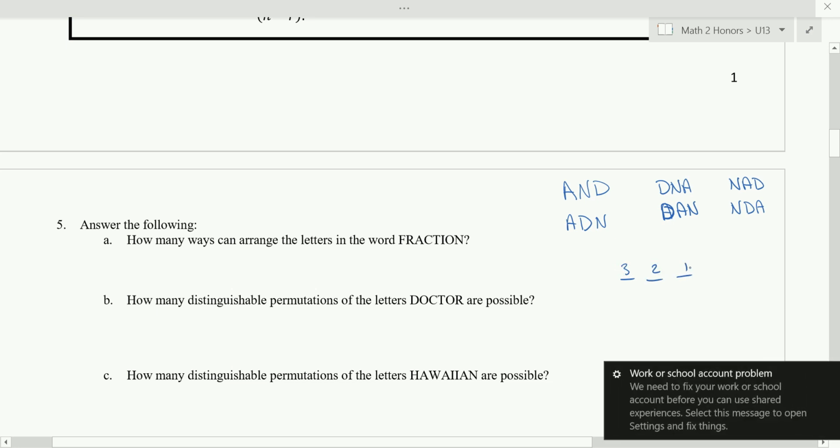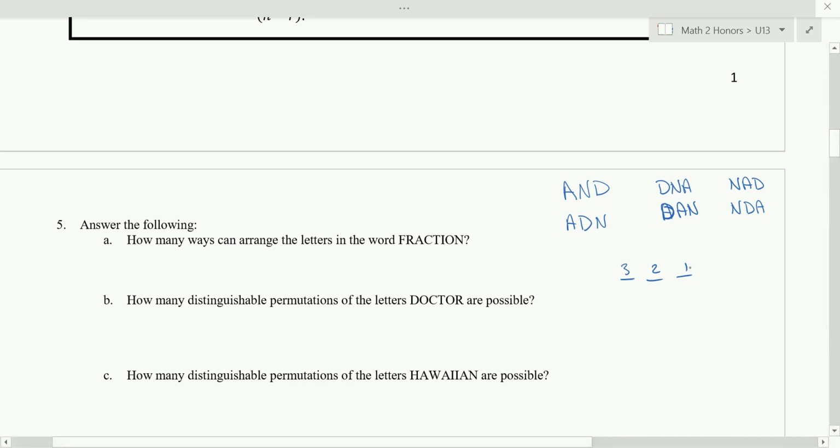So same thing with A, N, D. If I'm going to create a 3-letter word with A, N, D, I have 3 choices and then 2 choices. So although it seems like a different problem, it really is the same kind of logic. So with the word fraction, how many letters are there? 8 letters. So how many different 8-letter words can we make with those letters? There's 8 letters to choose from.